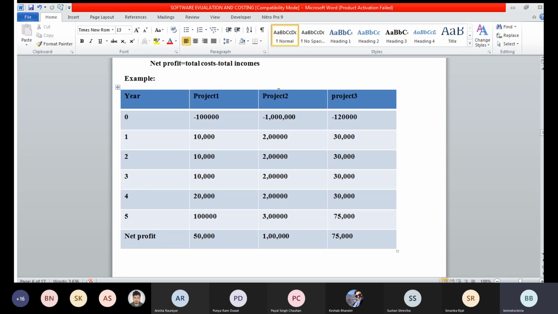So I add up all the values from 1 to 5 and subtract the value at year 0. Similarly, I do that for project 2 and project 3. So at the end, what value am I getting as a net profit? For project 1, it's 50,000. For project 2, it's 100,000, and for project 3, it's 75,000. So in this way, if I am asked to select either project 1, 2, or 3, definitely I'm going to select project 2, because I'm getting more return from project 2 compared to project 1 and 3. Is that true? हो सर.